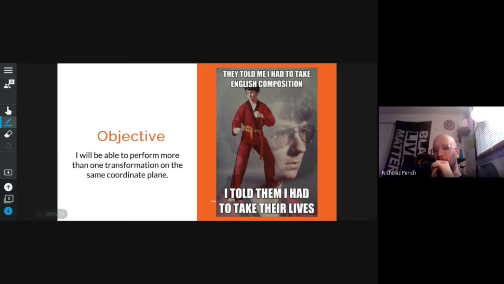My objective is I will be able to perform more than one transformation on the coordinate plane. It's called compositions when you do more than one transformation. Here, we'll just pretend that word is math.